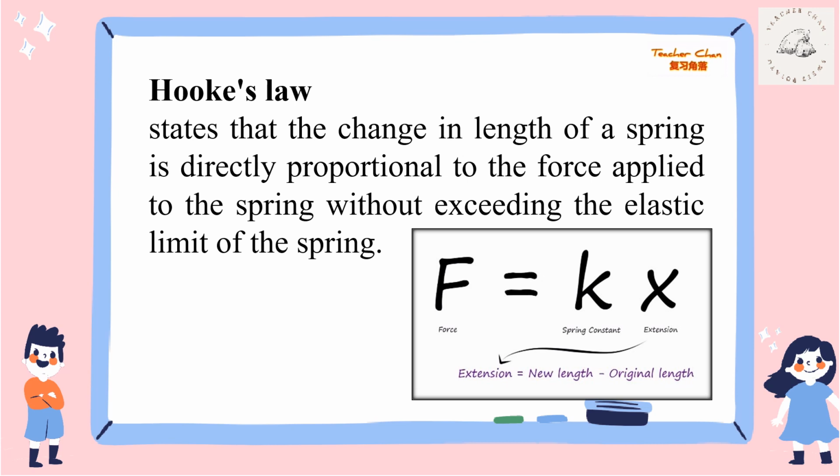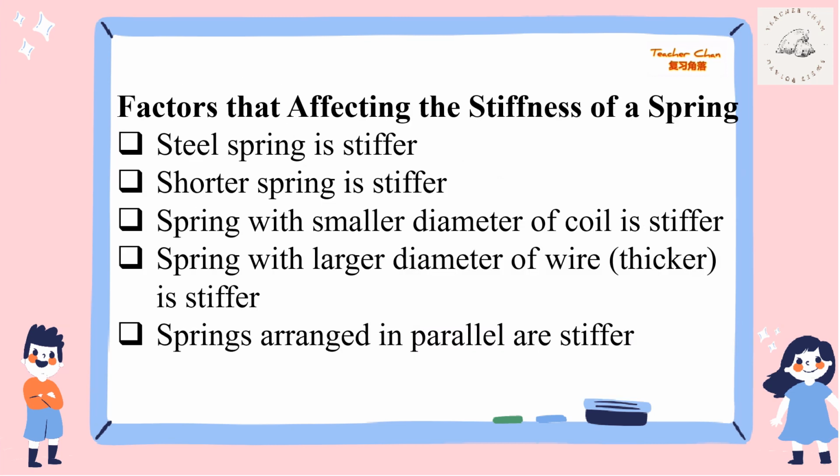Hooke's law states that the change in the length of a spring is directly proportional to the force applied to the spring without exceeding the elastic limit of the spring. So, according to Hooke's law, the formula will be force equals spring constant multiplied by extension. If you want to find the extension, you can take the new length minus original length.